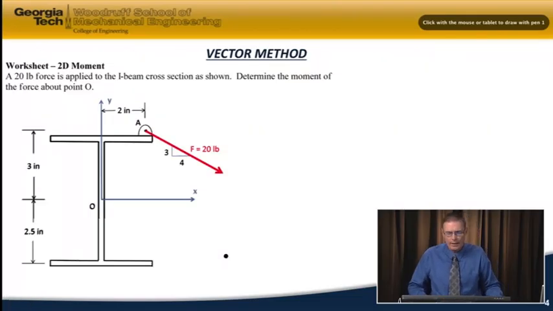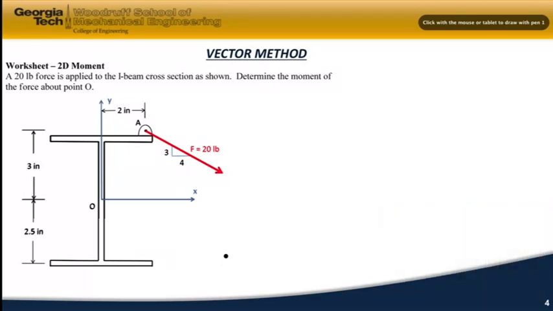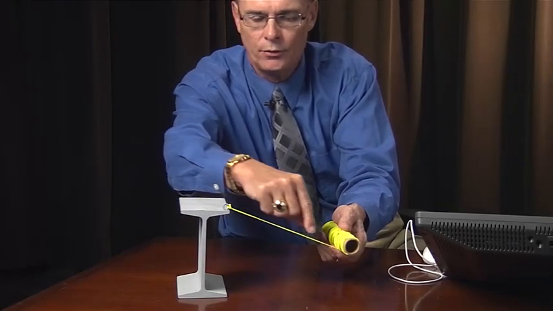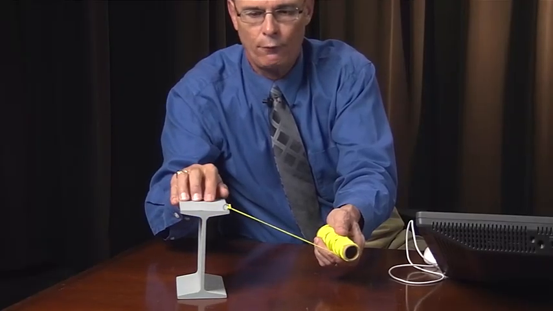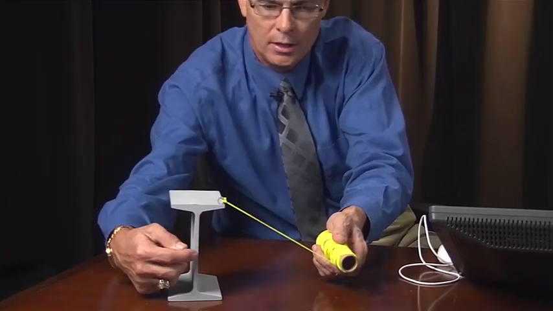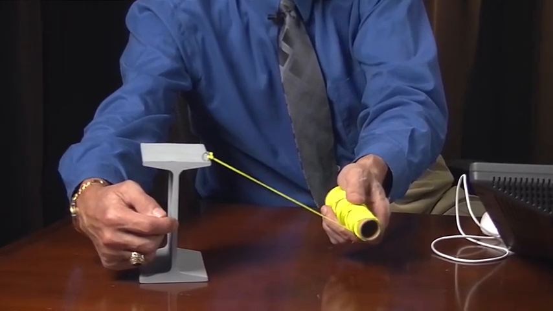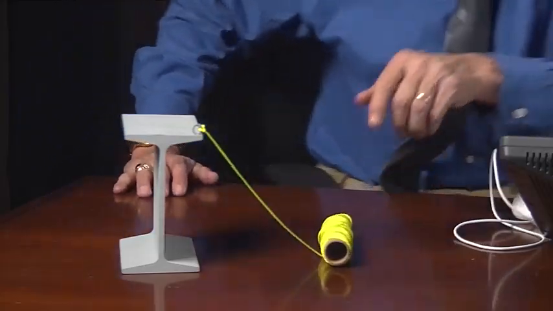So let's look at a vector solution of a problem. Let's take this demonstration over here. I have a section of an I-beam, and I'm going to pull down and to the right on a 3-on-4 slope with a 20-pound force, and I want to see what the moment is, the tendency to cause a rotation about point O, here in the center of the I-beam. And so that's the setup of the problem.